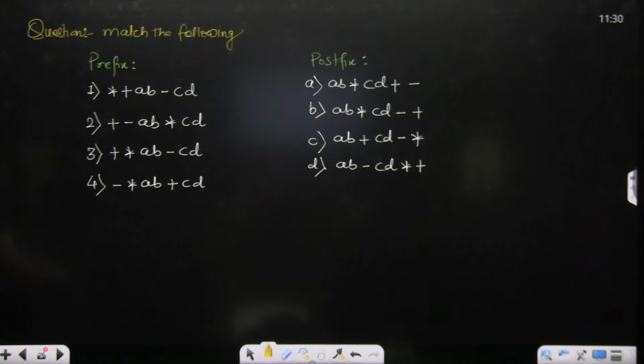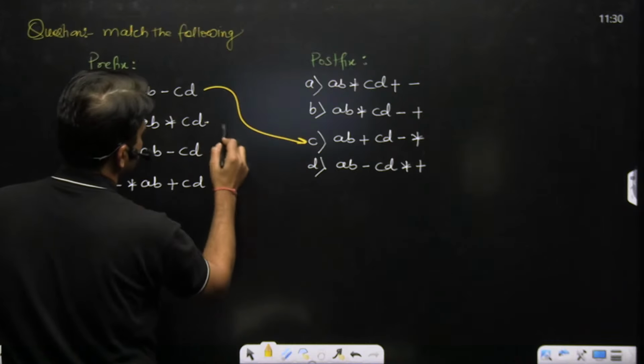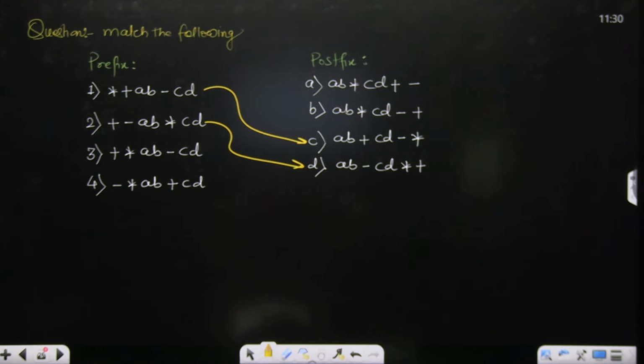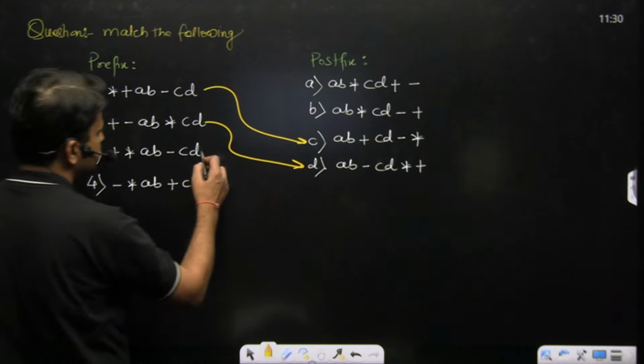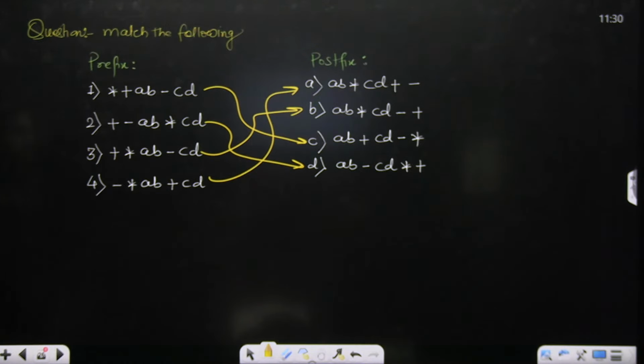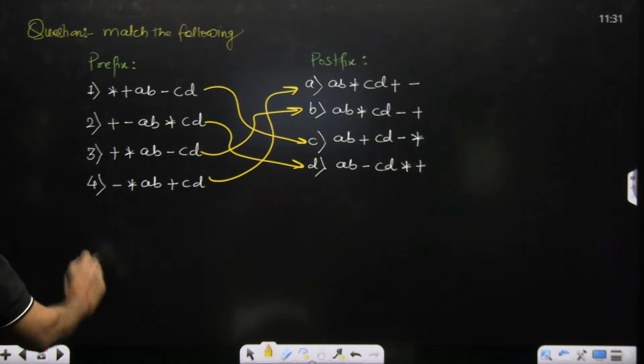1C, 2D. You are saying 1C and 2D, and 3B, and this one. This is the correct matching, student. CDBA. One C, 2D. Correct, children. This is the correct answer. Yes, this is the correct matching.